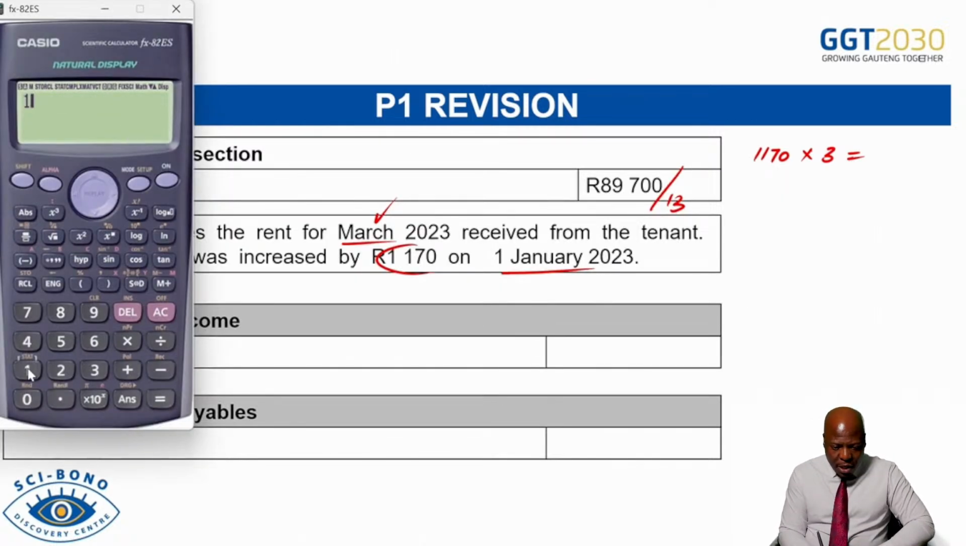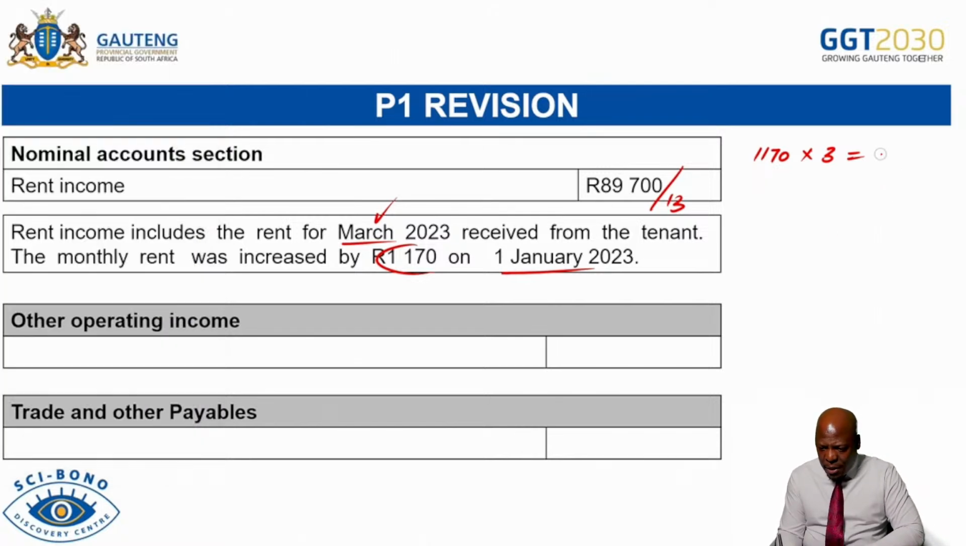That's going to be 1,170. Then we multiply that by 3, and that's going to give me 3,510. So that is the total increase. That means I will come to my 89,700. Then I'll subtract the 3,510.